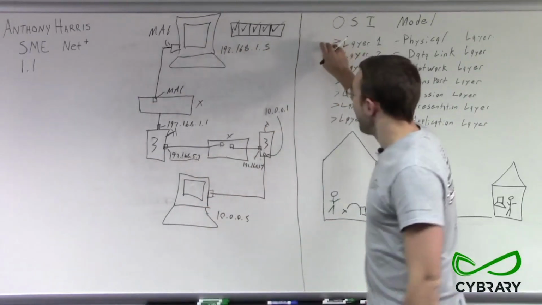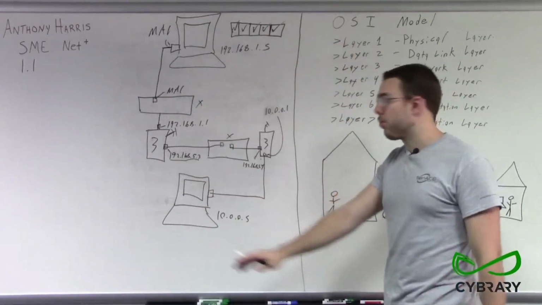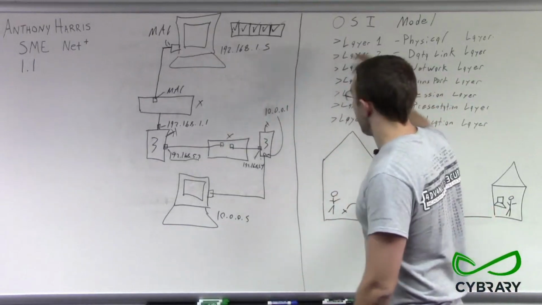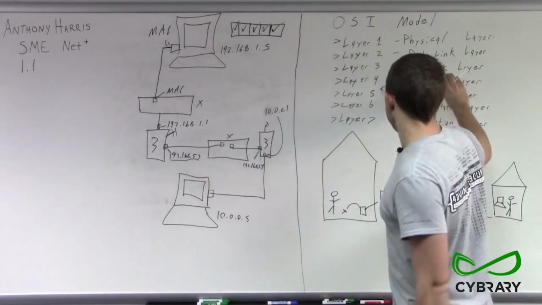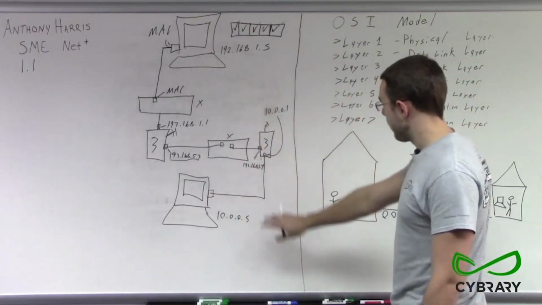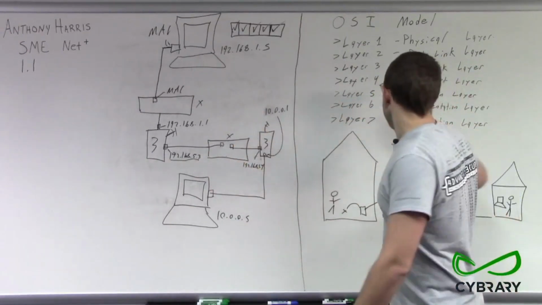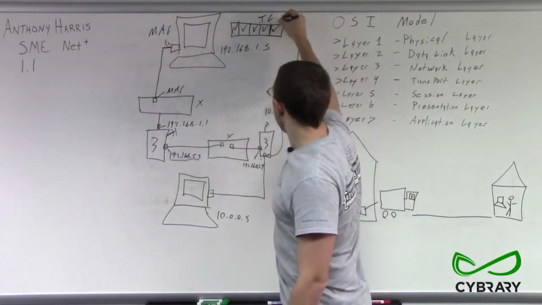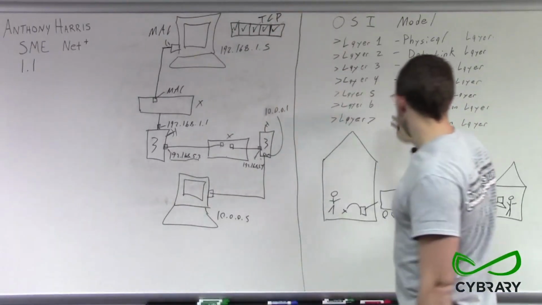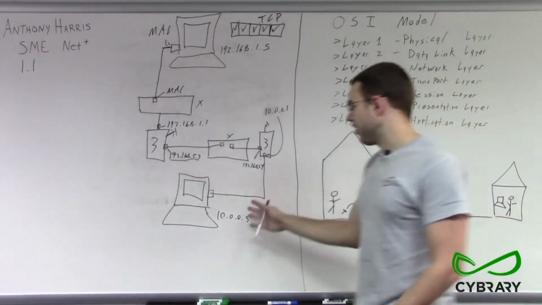So we have our layer 1, our physical layer, going on throughout our whole process here. We have our layer 2, our data link layer, our MAC addresses going on throughout this whole process here. Our layer 3 network layer, our IP addresses and our routers. Our layer 4, our transport layer, our TCP going on. And next we have our layer 5, our session layer.